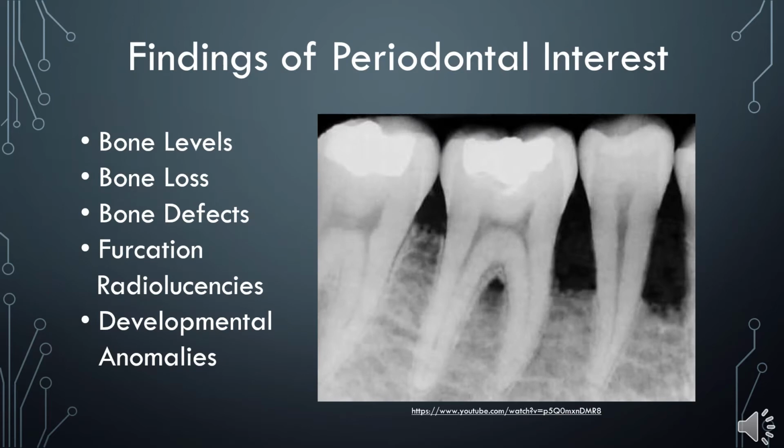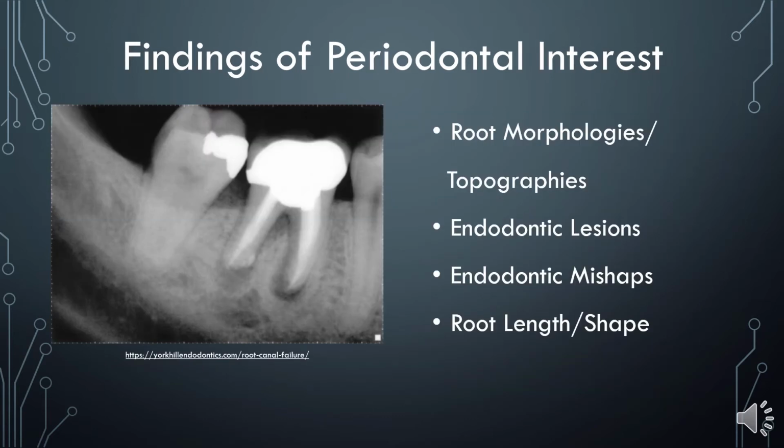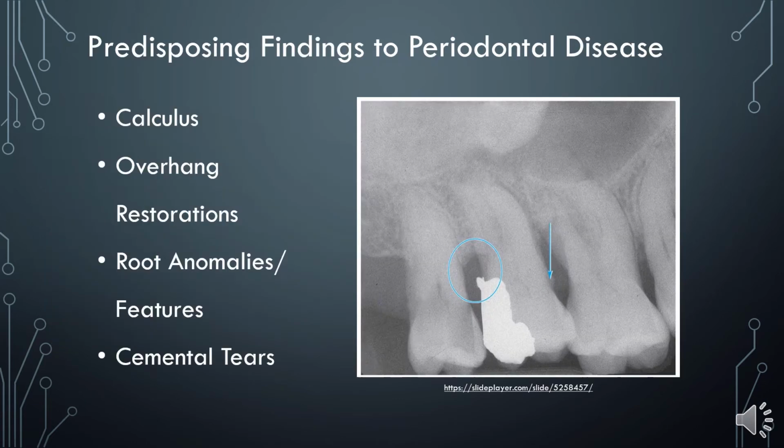However, radiographs assess key information that can't be obtained clinically, such as bone loss and defects, furcations, and developmental anomalies. Other findings include morphologies, endodontic lesions, and length of the root. Clinical attachment loss is the calculating tool for determining severity of periodontitis, but remaining root support is another major estimation provided by radiographs. Some etiological factors of periodontal disease, such as calculus, incompatible restorations, root features, and cemental tears, may also be found.